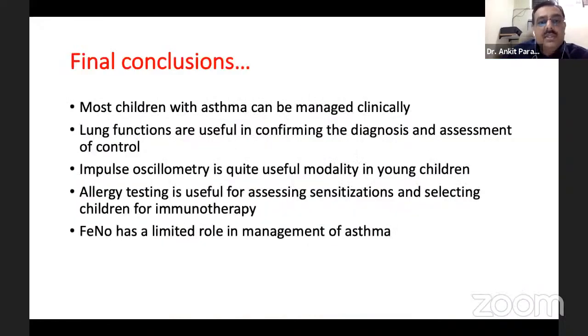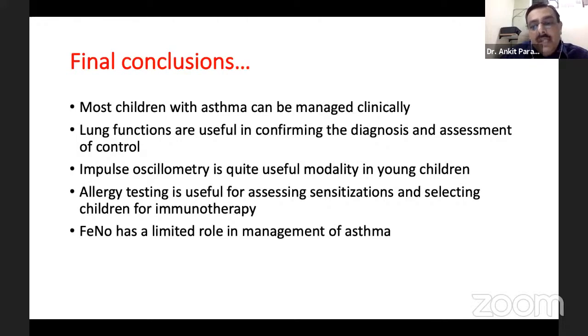So the final conclusion is that most patients will be able to manage clinically. Lung functions are useful in confirming the diagnosis and assessing control. There's a huge group of patients who will not agree that their child has asthma, and I feel that if anyone is not convinced that a child has asthma, doing a non-invasive investigation is sometimes worth it to show that there's obstruction, there's reversibility, and then they become much more adherent to your treatment, and they become confident that yes, what you're doing is right.